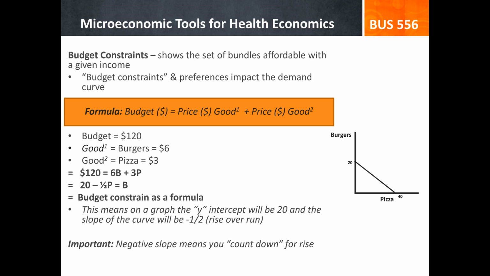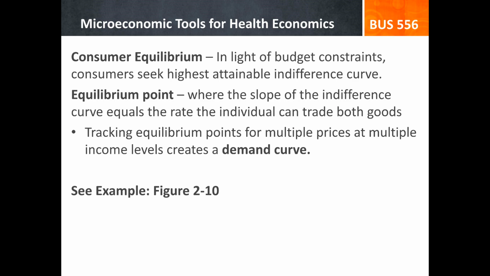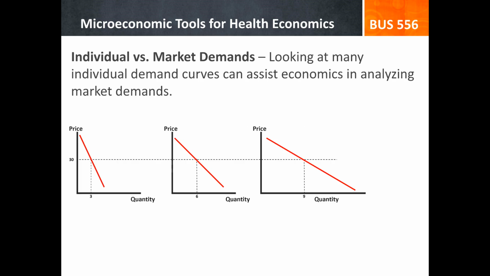I'm not going to touch indifference curves, but I did want to get to consumer equilibrium. In light of budget constraints, consumers seek the highest attainable indifference curve. So the equilibrium point is where the slope of the indifference curve equals the rate at which the individual can trade both goods. And all this means is that a consumer is seeking equilibrium as well along the demand curve.